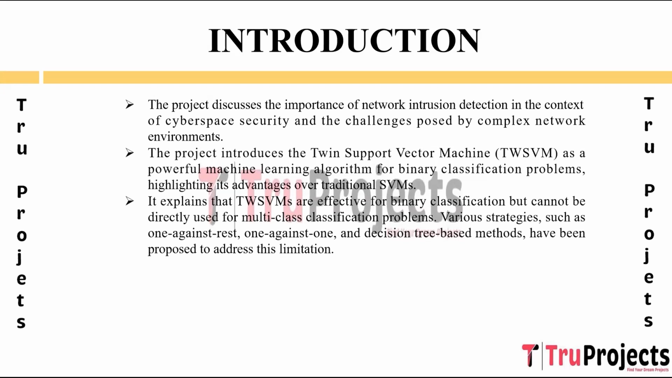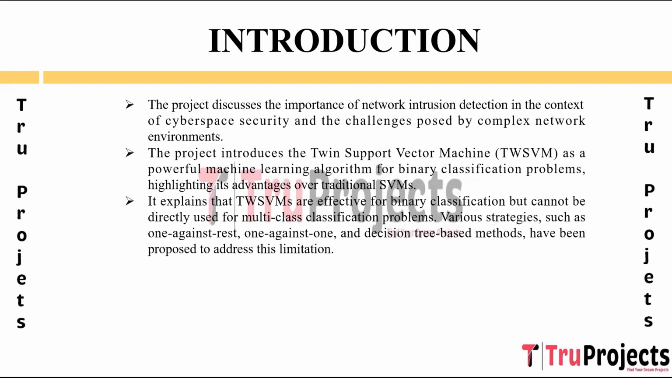While twin support vector machine (TWSVM) excels in binary classification, extending its application to multi-class classification is challenging. Twin support vector machine inherently works for binary classification and cannot directly handle multiple classes. Strategies like one against rest (OVR), one against one (OVO), and decision tree based methods have been explored to adapt twin support vector machine for multi-class scenarios.